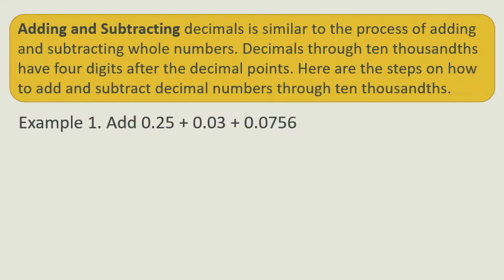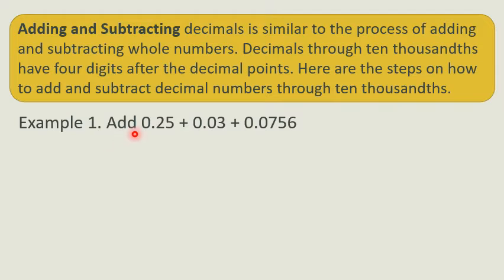Okay, so adding and subtracting decimals is similar to the process of adding and subtracting whole numbers. So, parang nag-a-add and subtract lang kayo ng whole numbers. Mas madali ito compared sa fractions. So, decimals through 10,000s have 4 digits. So, pag 10,000s, 4 digits ang ating decimal after ng decimal point. Here are the steps on how to add and subtract decimal numbers through 10,000s.